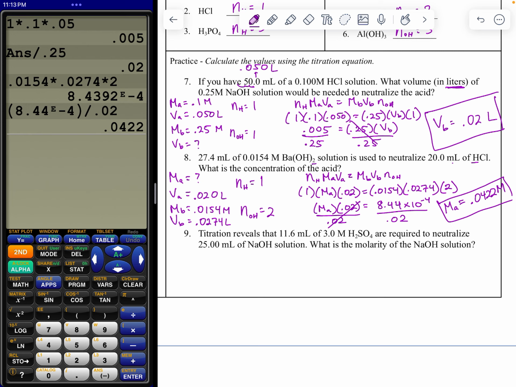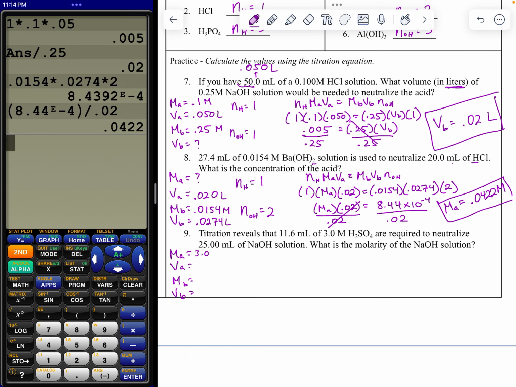And last but not least, let's do this last one, MAVA equals MBVB. Titration reveals that much 3 molar H2SO4, sulfuric acid, is required to neutralize that much sodium hydroxide solution. So again, anytime I see milliliters, I'm just going to move that decimal place backward 3 times, or divide by 1,000. So the volume of the acid, I know this is an acid because of those hydrogens in front, and I know this is a base because of the hydroxide ions in the back.